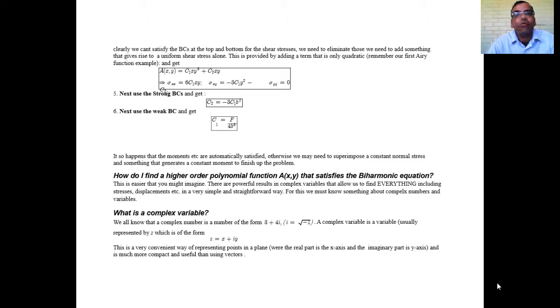First, I don't want to find higher order polynomials and go on substituting into Airy's stress function and trying to see if it is 0 or not. I mean, this del squared, del fourth. You know what I mean, right? So I don't want to do that.